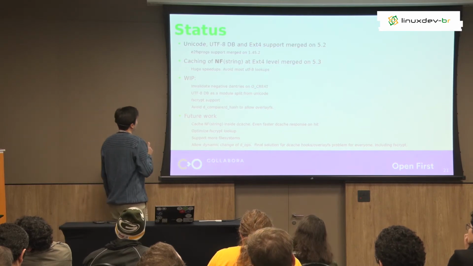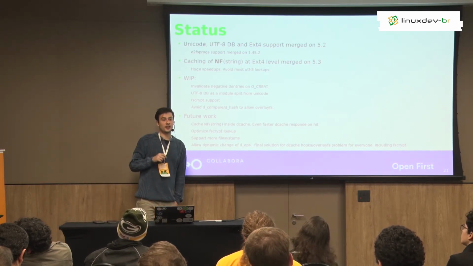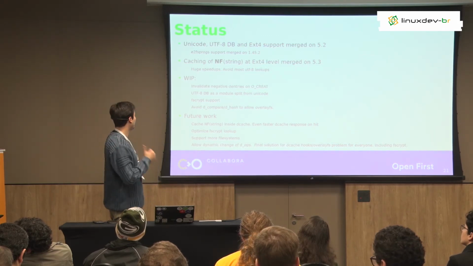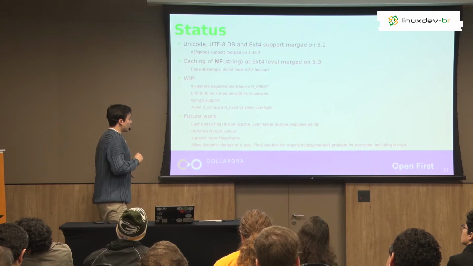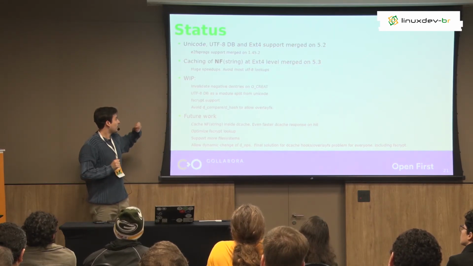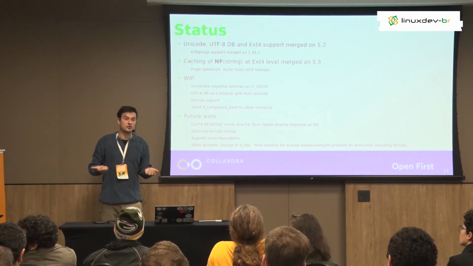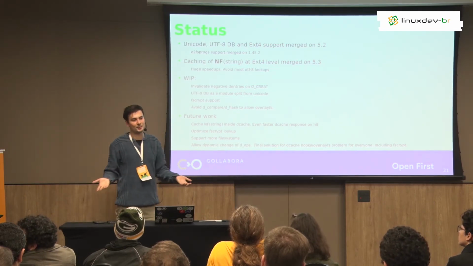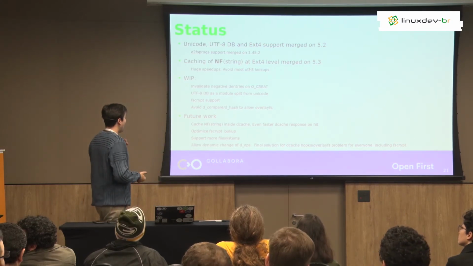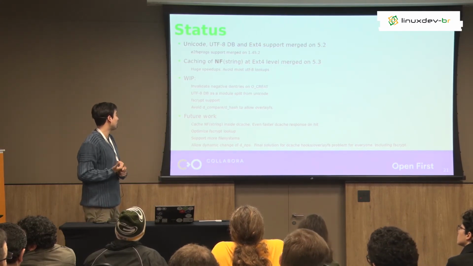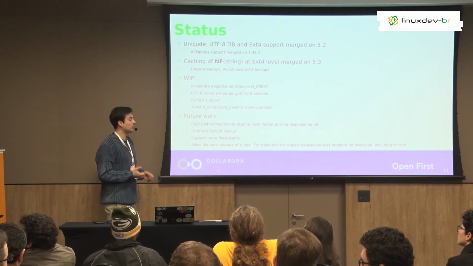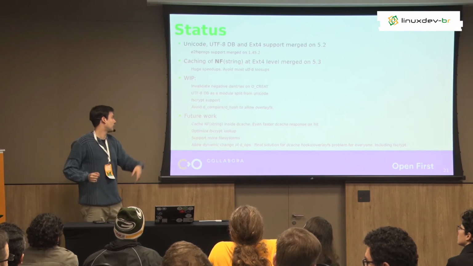We implemented a very interesting optimization of caching the case-folded version at the Ext4 level on 5.3, so now lookups are way faster. Our work in progress right now is fixing the dentry cache, the negative dentry problem, and splitting the database to a module, so if you don't care about case-insensitive, you don't need to load those 90 Ks in the kernel. We need to finish fixing FS-script support and avoid using the VFS hooks because they are evil. If I use them, I break overlay FS.